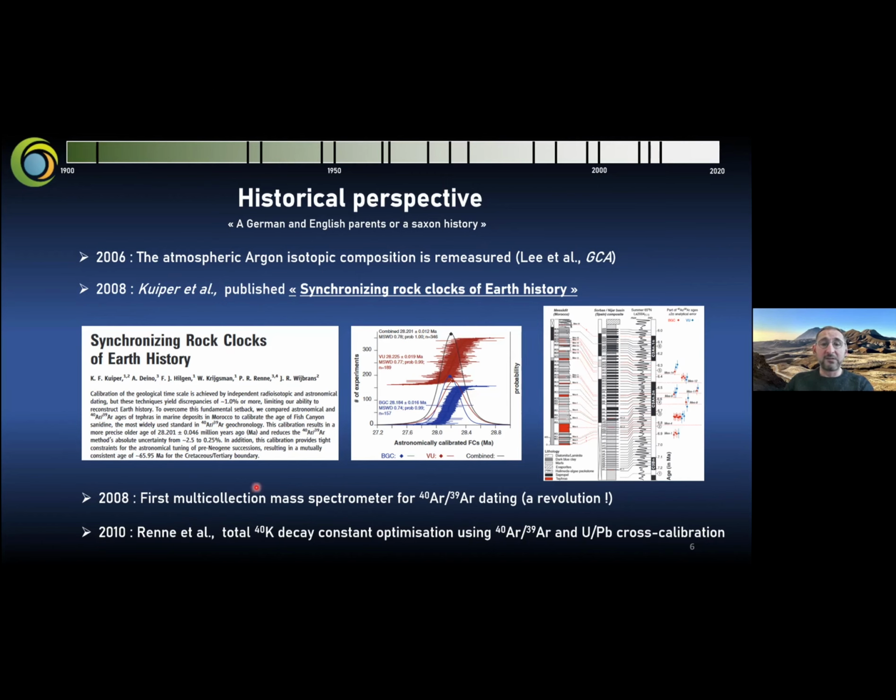In 2008, the main revolution of our techniques: the first multi-collection mass spectrometer on the market. It's really a revolution. I will show you the difference between what we can do with a multi-collection mass spectrometer and what was done with a mono-collection. It's a different world, in fact. In 2010, Renne et al. proposed an optimization of the decay constant based on argon-argon and uranium-lead cross-calibration.